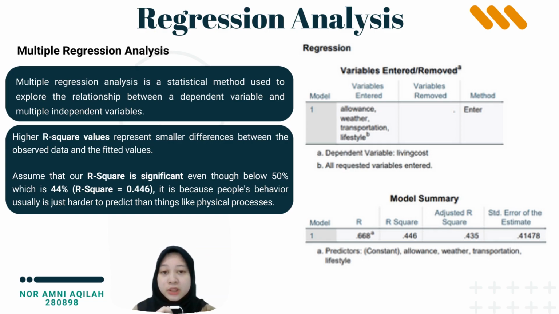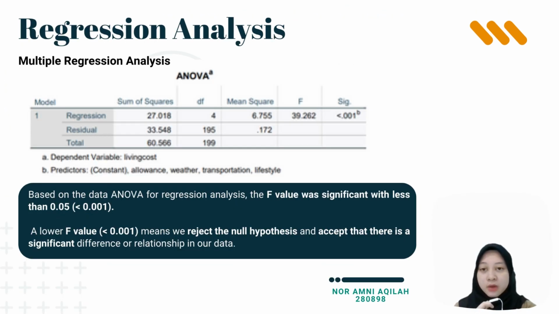So referring to the literature review also, we assume that our R square is significant even though it is below 50%. Next is our F value. In statistical analysis, a significant F value is the result of a statistical test used in ANOVA and multiple regressions. The F test is used to determine whether there is a significant difference between groups or a significant relationship between variables in a model.